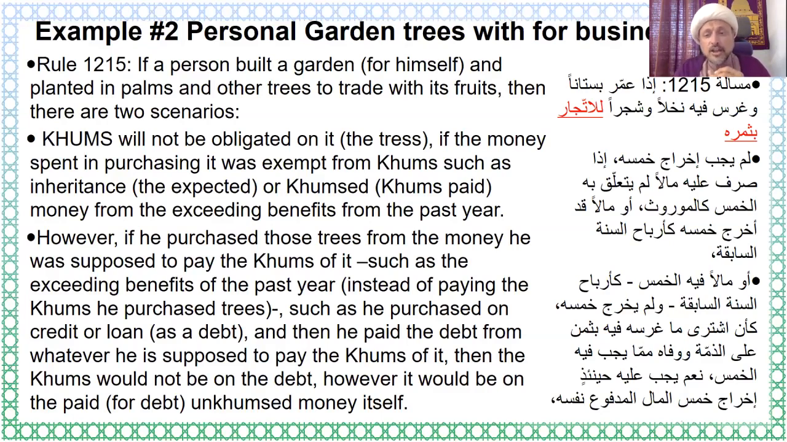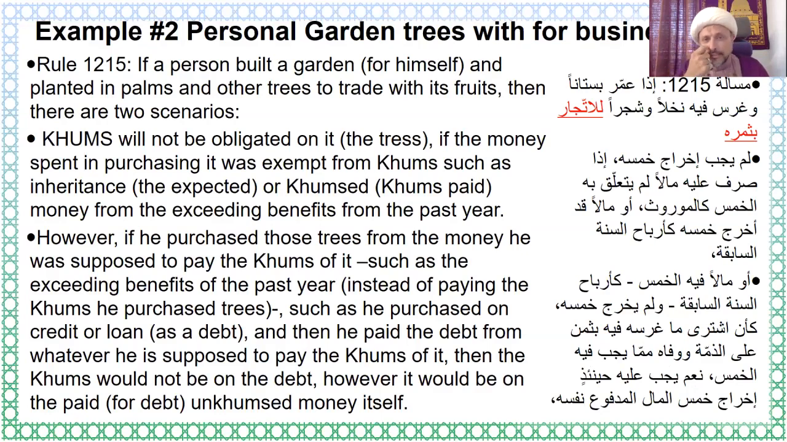Okay, كأن اشترى ما غرسه فيه بثمن على الذمة. So he had purchased a tree on loan. He did not pay. He purchased on credit. He said, I'll pay you later on. Okay? وَوَفَّاهُ مِمَّا يَجِبُ فِي الْخُمْسِ. And he paid from money which he had to pay the khums of it.